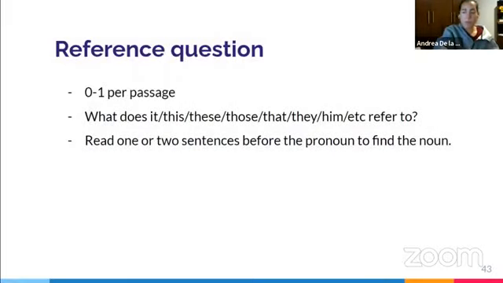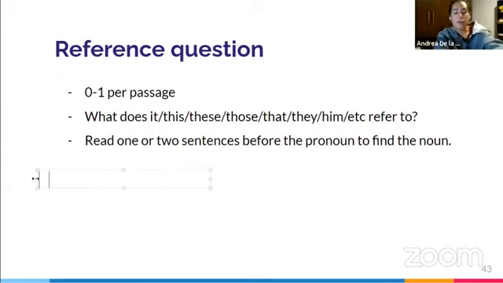Okay. And now we have reference questions. This is the easiest one to me, and I guess to you guys it will be the easiest as well. So reference questions basically ask you for pronouns and nouns. Okay, so we have to understand what pronouns and what nouns are.